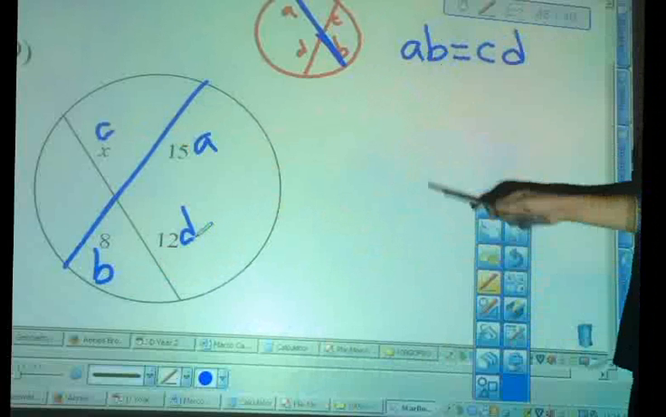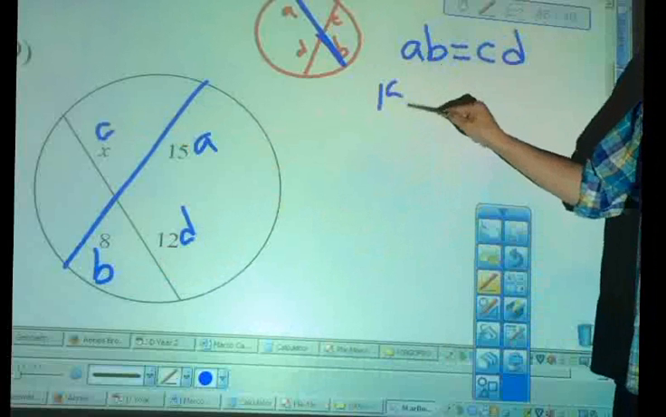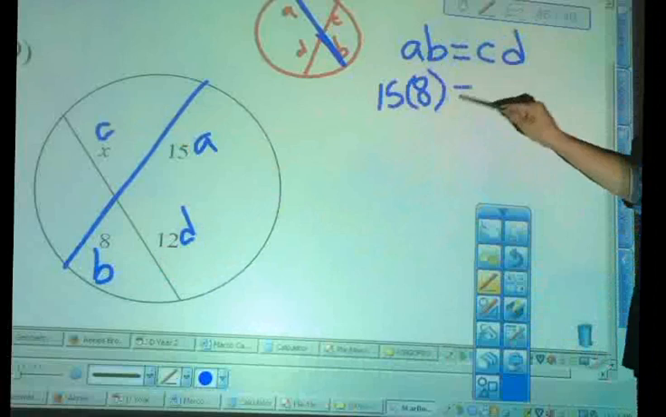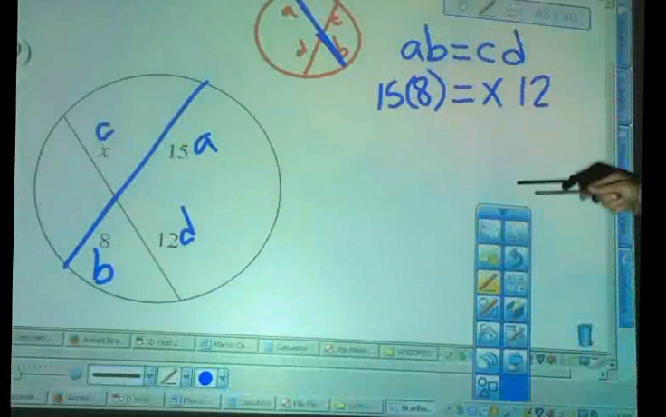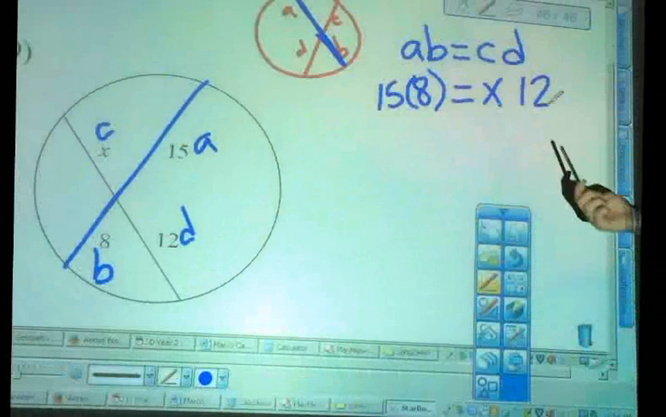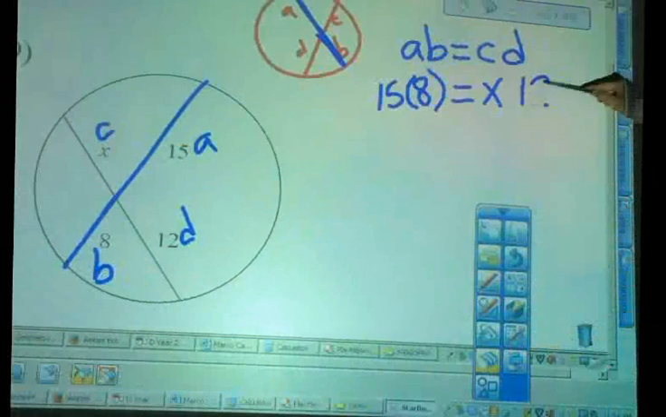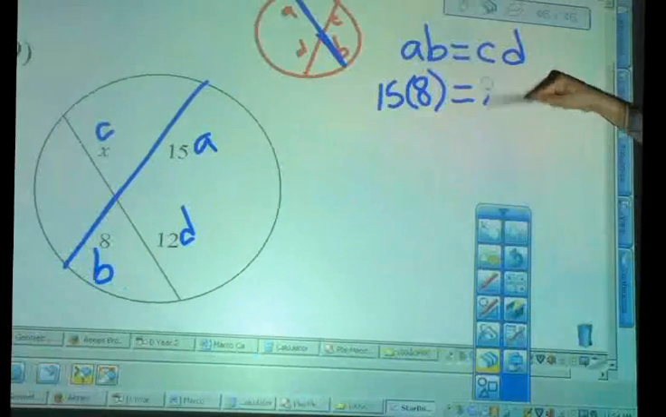So here we go. We know A times B is going to be 15 times 8. And then over here we got C, which is X, and then D is 12. So that looks kind of weird. I don't even like writing X12. Doesn't that look weird? Okay, how do we write that? We want to make it say 12X.